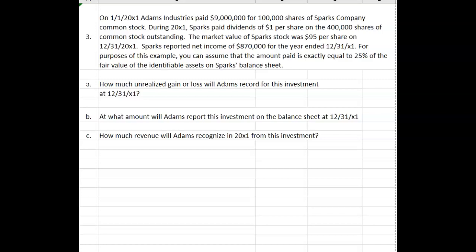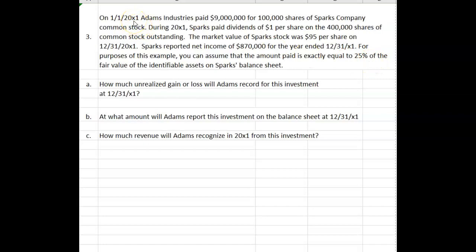Hi everybody. In our last Chapter 12 review video, we worked some problems relating to an equity investment where the investor did not acquire sufficient number of shares of voting stock to allow the investor to significantly influence the investee. In this video, we'll modify the Adams Industries example and work some problems using the equity method to account for this investment.